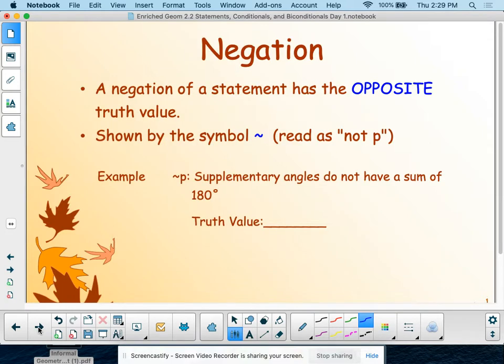Now a negation of a statement has the opposite truth value. We show this in symbols using this little squiggly mark. It kind of looks like the top of a congruent symbol, right? This is our congruent symbol. We read this as not P.